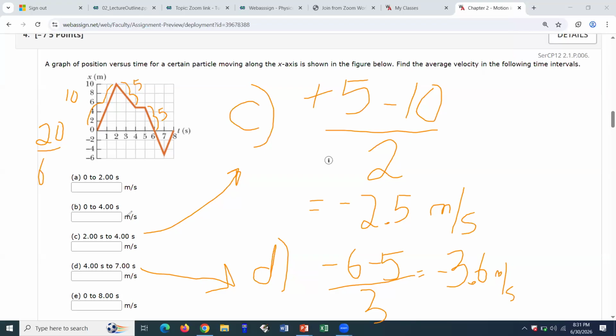Wait, sorry, so the answer is 20 over 6 meters per second? Yeah. 10 over 3, about 3.3 meters per second. But then you said when we do 0 to 8 seconds, it's 0? Okay, so that was the question here, right? The velocity. The velocity between 0 and 8 is 0. Why is it 0 though? What's the difference between velocity and speed?